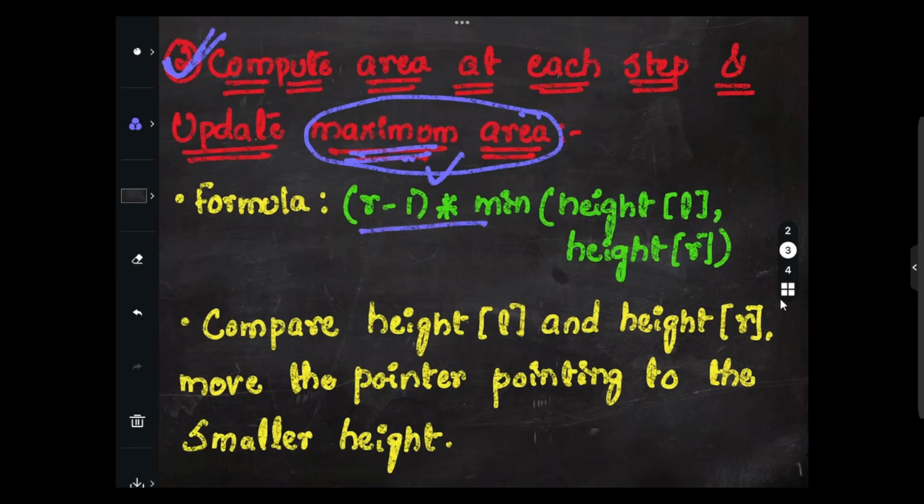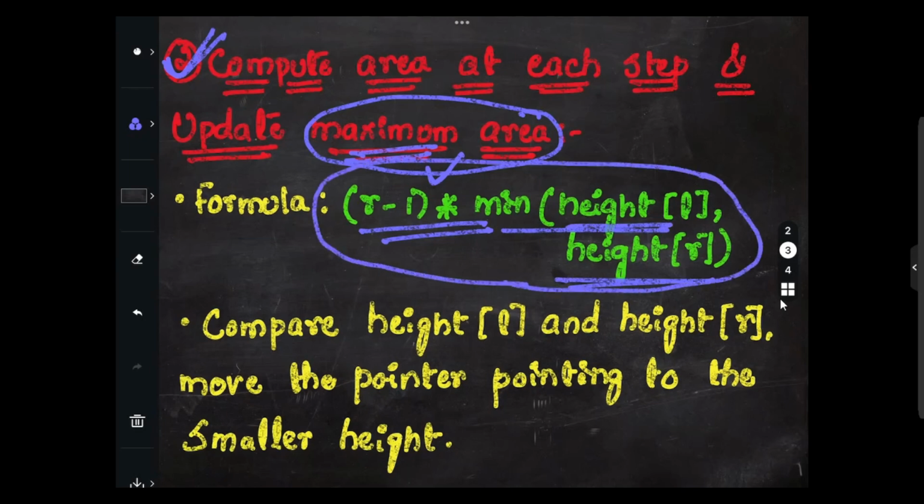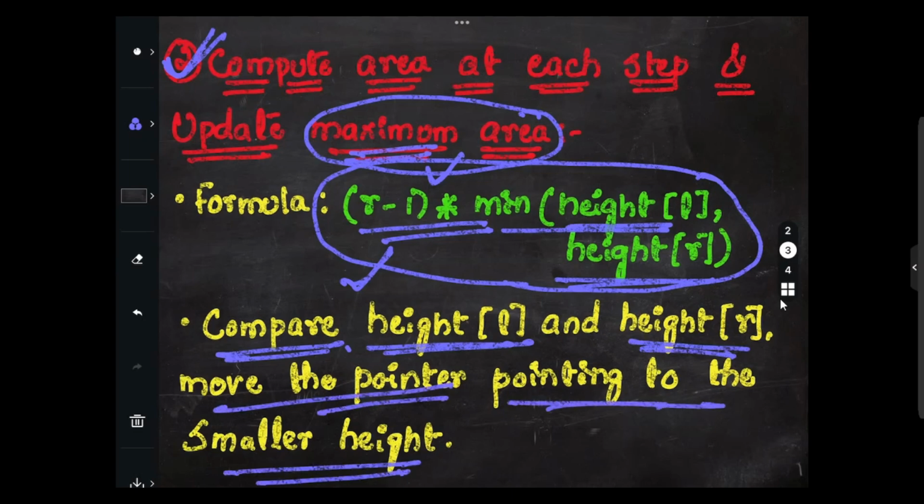The formula, just remember the formula, is R minus L into min of height of L comma height of R. This one you need to remember, as it will be very useful while writing the code. So the formula is R minus L into min of height of L comma height of R. Then let's compare height of L and height of R, and move the pointer that is pointing to the smaller height.